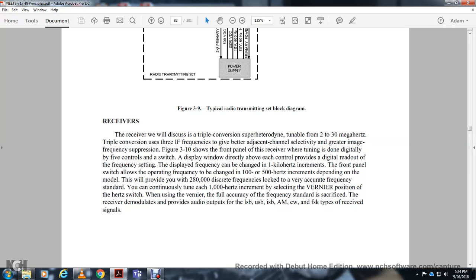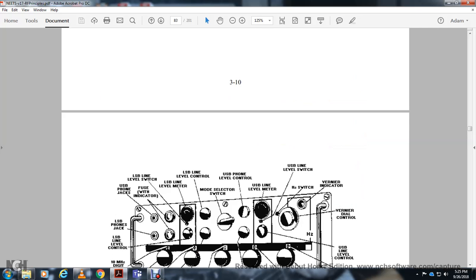This provides 288,000 discrete frequencies, located with a very accurate frequency standard, with continuous tuning in each 1,000 hertz increment by selecting the vernier position of the hertz switches. The vernier gives full accuracy from the frequency standard for the receiver. The demodulator provides audio input for the LSB, USB, ISB, and IMs, continuous wave, and SSK types of received signals.